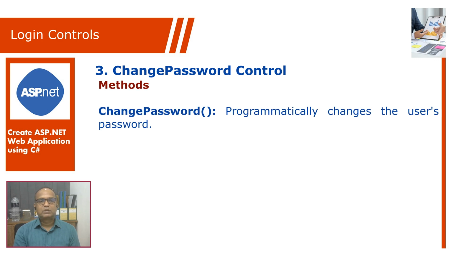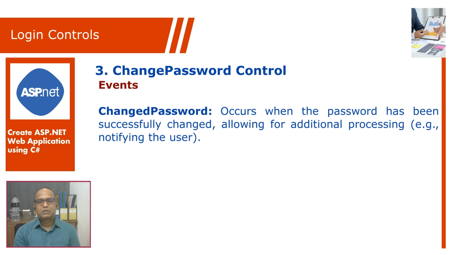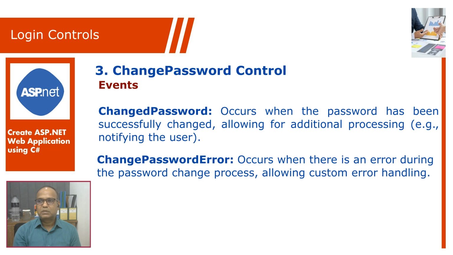Methods. Change password: programmatically changes the user's password. Events. Change password occurs when the password has been successfully changed, allowing for additional processing, for example, notifying the user. Change password error occurs when there is an error during the password change process, allowing custom error handling.